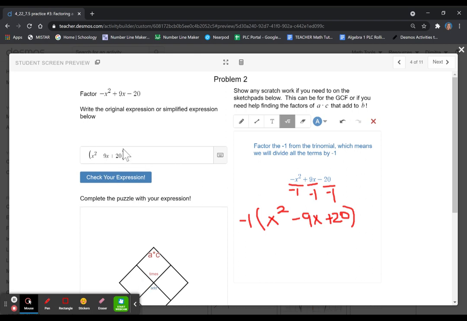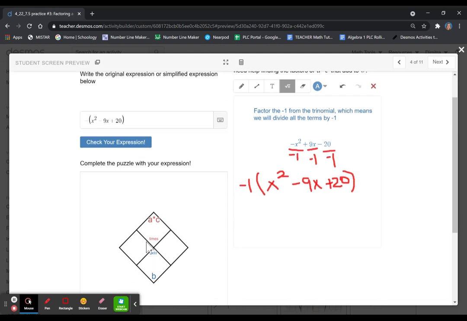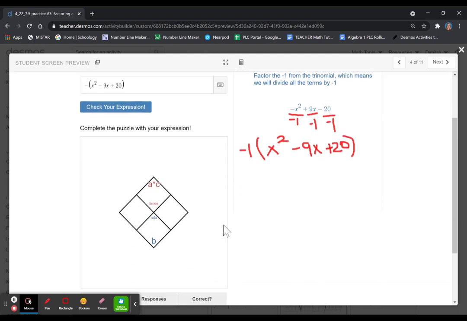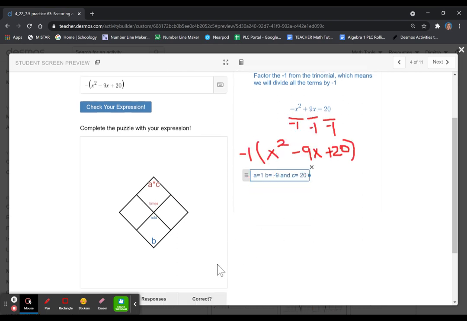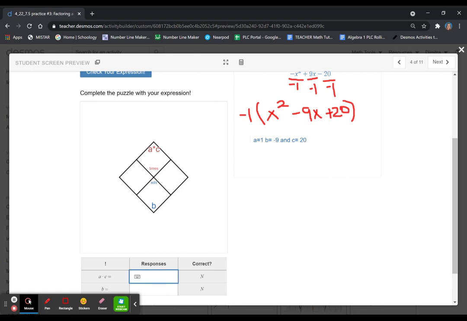Now we're going to use this expression here to fill in the diamond. So we're going to identify our A, our B, and our C from the factored expression inside of the parentheses. A is equal to 1, B is equal to -9, and C is equal to 20. Now we want A times C, so 1 times 20 is 20. We're going to put the 20 there.